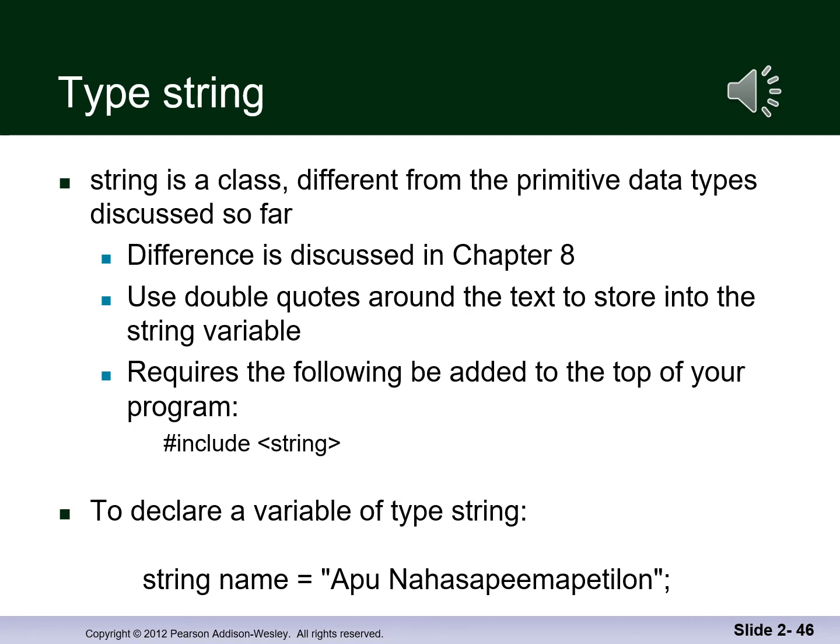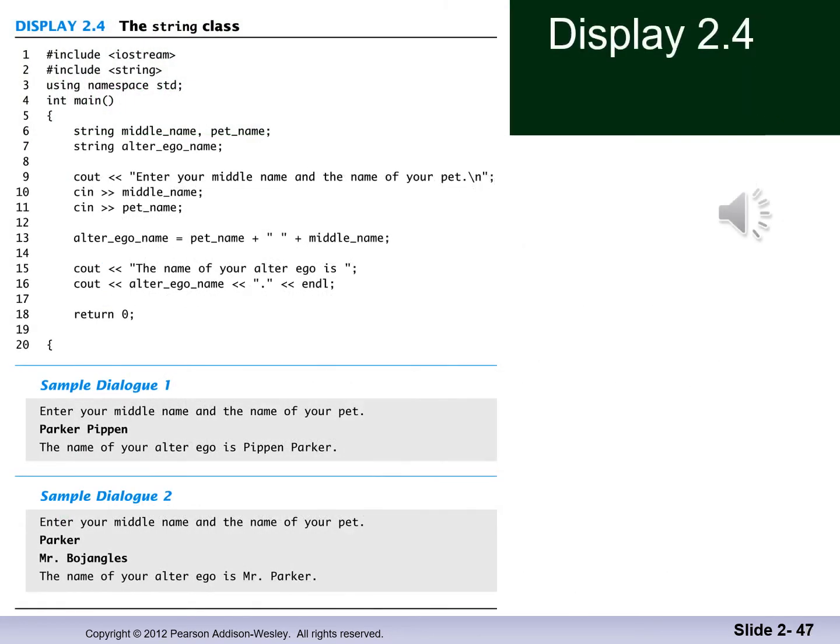I'm sure it's long and complex just to make a point, but that entire name could be added to one variable that is of type string. This is program 2.4, and it demonstrates how to use strings. Notice it has the include directive for the string class library. We go right into the main program and declare three strings: middle name, pet name, and alter ego name.